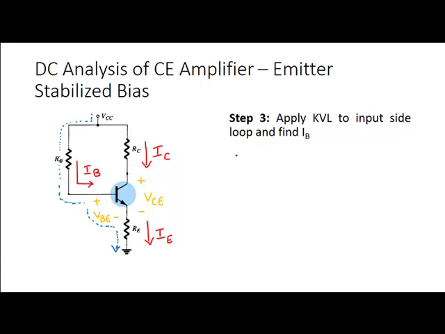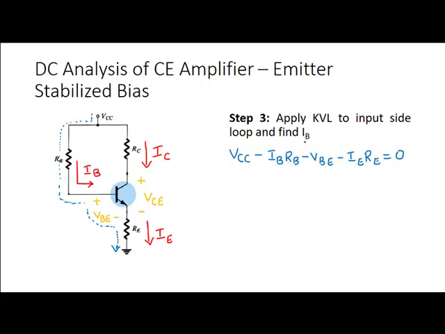So let me start writing the KVL expression. We start from VCC. So VCC. Next we encounter voltage drop across resistance RB. So VCC minus IB RB. Next we encounter the voltage drop VBE. So minus VBE. Then we encounter resistor RE. So voltage drop across resistor RE is RE into IE because that's the current that is flowing through the resistance RE. So IE RE equal to 0.